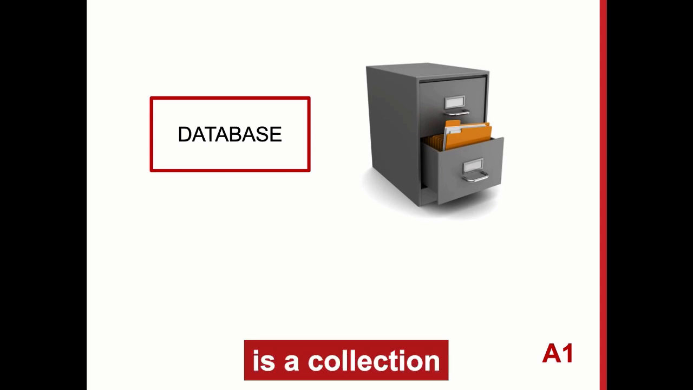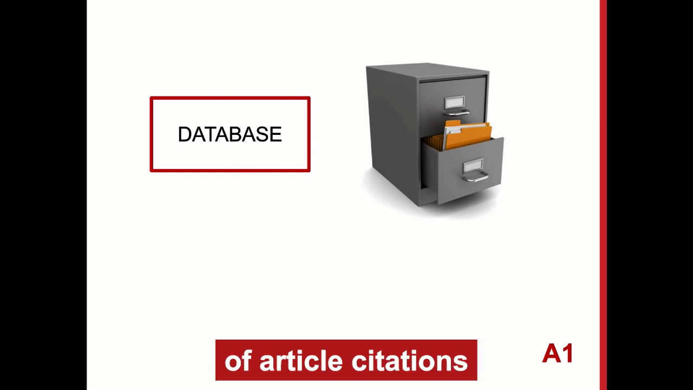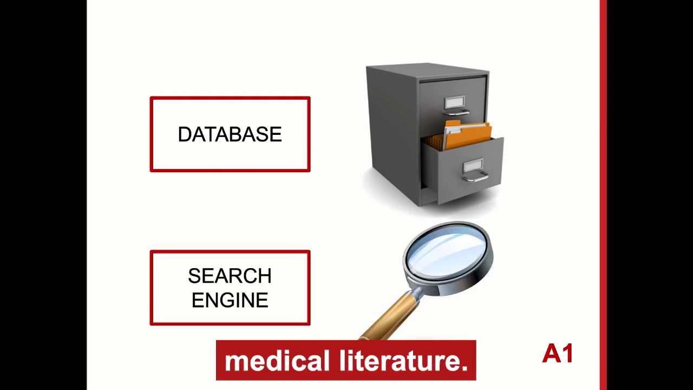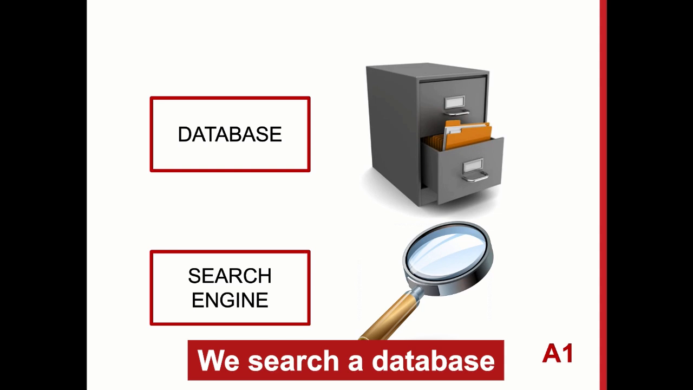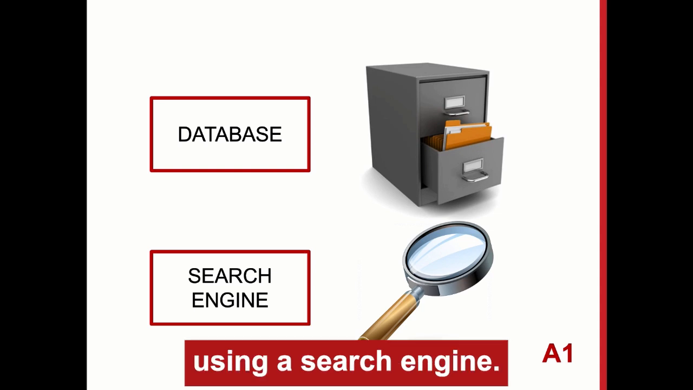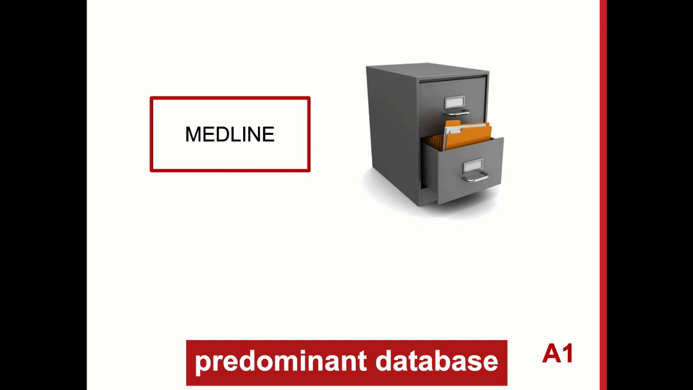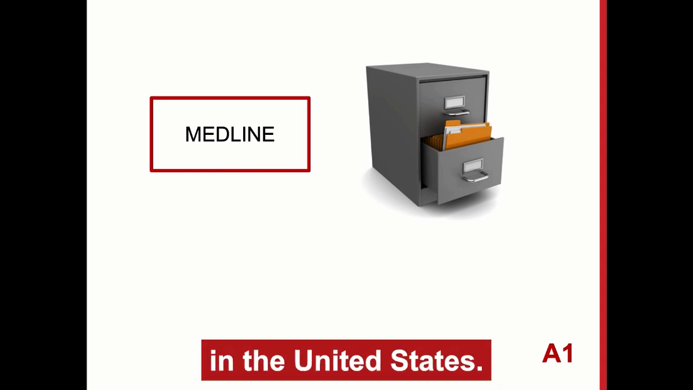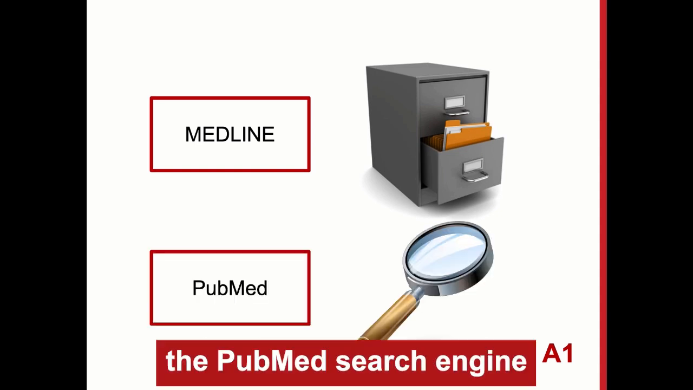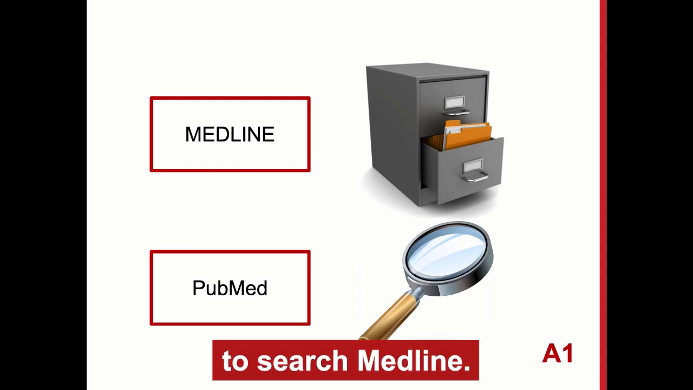A database is a collection of information. In the case of research design, it is a collection of article citations from the medical literature. We search a database using a search engine. For example, Medline is the predominant database of the medical literature in the United States. We can use the PubMed search engine to search Medline.